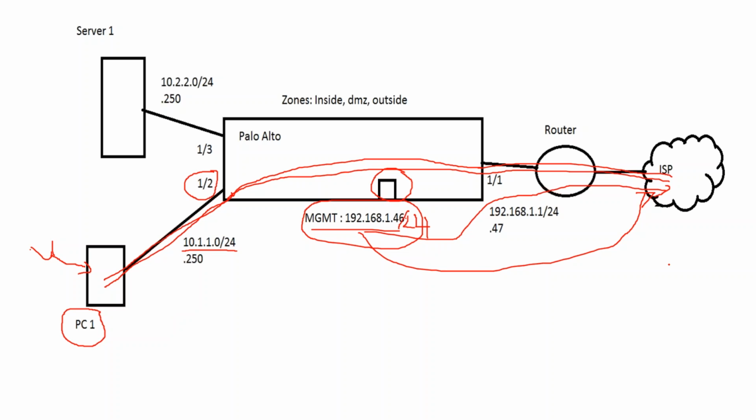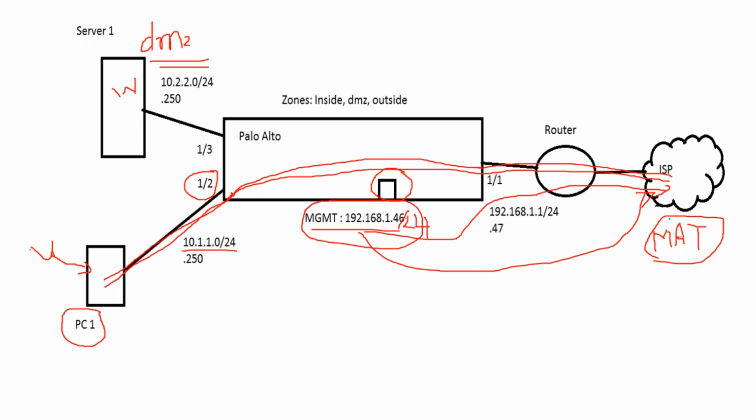Also, suppose there is one user outside, we can say Matt, on my ISP, and he wants to access this DMZ server. This is my DMZ, and this is my web server. So the user Matt, located on the ISP, wants to access my web server. How is the packet processed here?